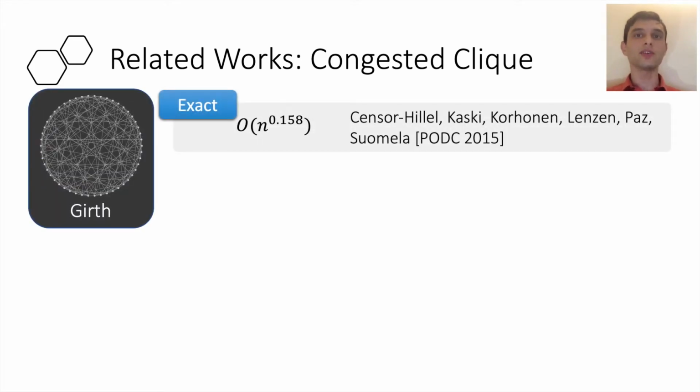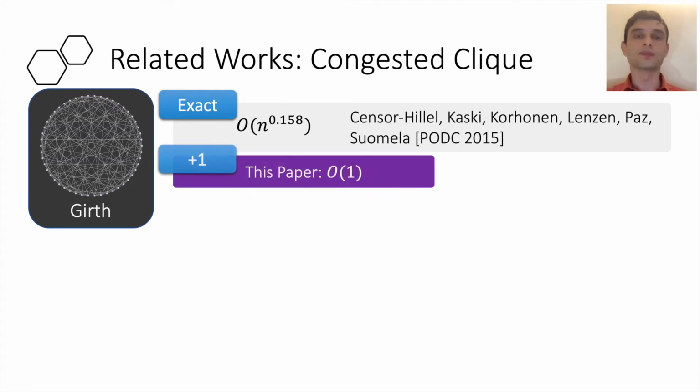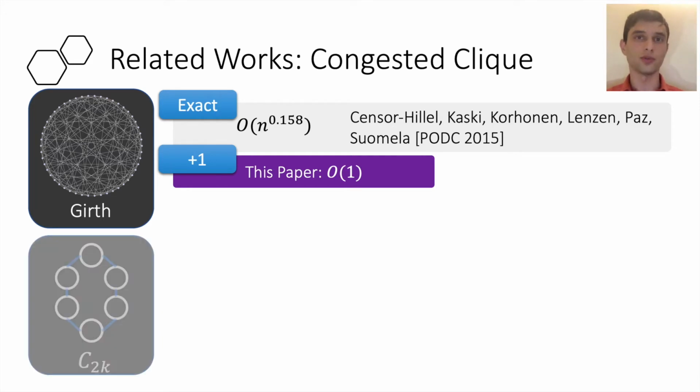Previously, it was known how to compute the girth exactly in a polynomial number of rounds using matrix multiplication. In our paper, we show a constant round algorithm which computes the girth almost exactly, that is, a +1 approximation. Either we get the girth or a +1 approximation to it.